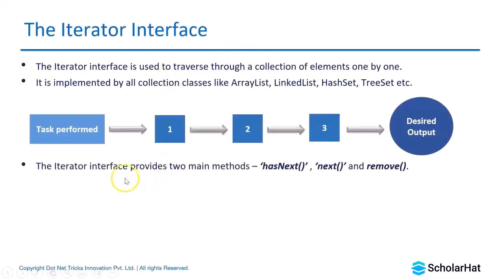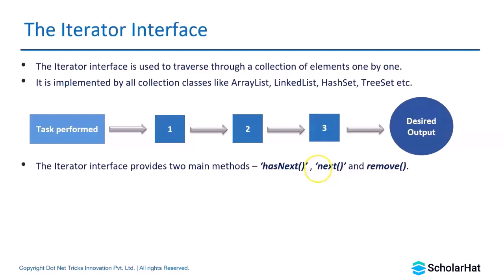So the iterator interface provides two main methods, although there are three methods: hasNext, next, and remove. But the most commonly used are hasNext and next. Basically, hasNext returns true if there are more elements in the collection, otherwise it returns false. Next returns the next element in the collection. It means we can access the collection element with the help of next.